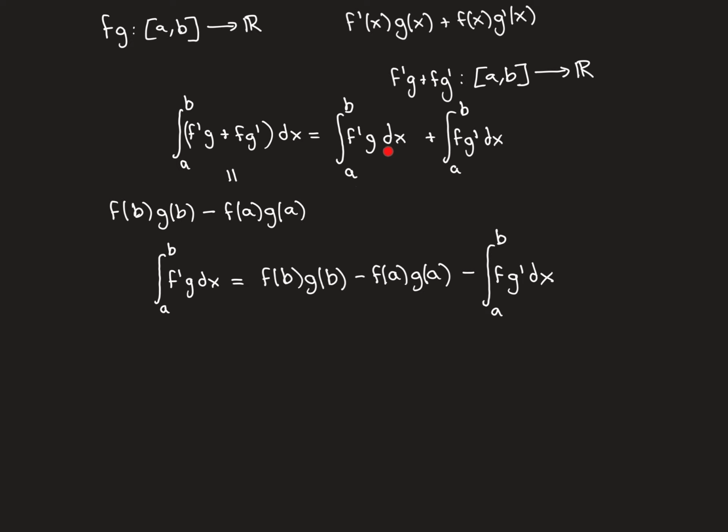What we need to finally do to get the integration by parts formula is just take this bit to the other side, so subtract it off from both sides, and we'll now write it in terms of this. So we've got the integral from a to b of f prime g dx is equal to this bit here, f of b g of b minus f of a g of a, and then minus this bit from over here, the integral from a to b of f g prime dx, which is the integration by parts formula.